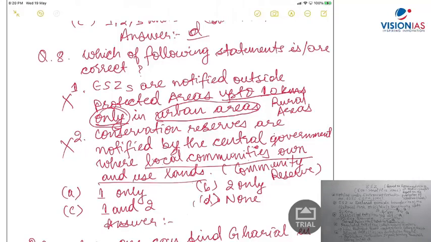So the answer will be D. None. Both the statements are wrong here. Answer will be D for Delhi. Both the statements are wrong.